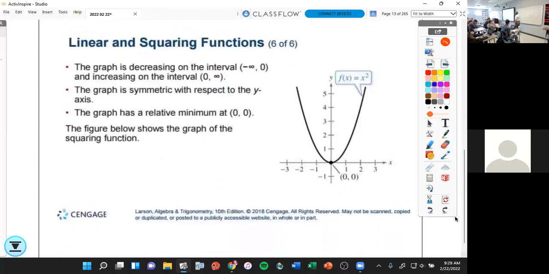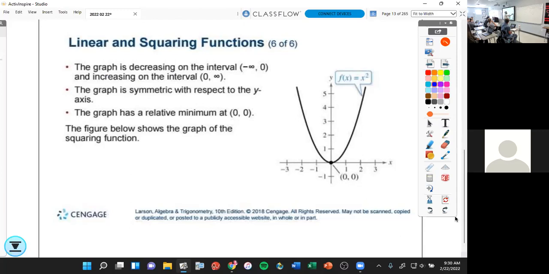Here is a graph of the parent function. Notice from negative infinity to 0, the graph is decreasing. From 0 to infinity, the graph is increasing. It is symmetrical about the y-axis, which is why it's even. It says it has a relative minimum at 0, 0. I can call this specific relative minimum something else. Absolute minimum, right? Okay.